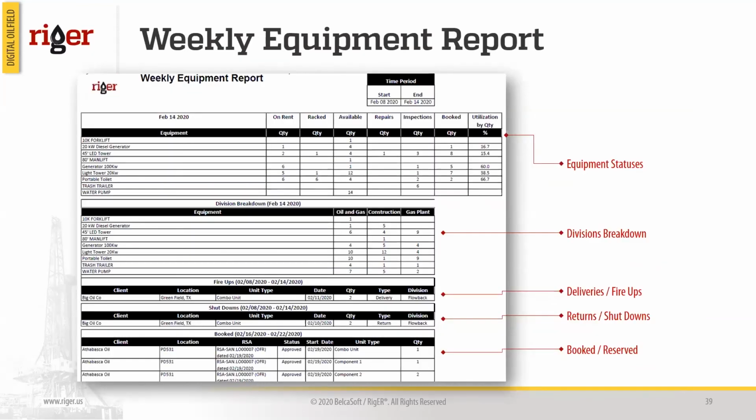Another report that is useful is the weekly equipment report, because it shows you on a weekly basis the statuses of the equipment and also utilization by quantity. And it can also break down the information by divisions if you have this feature enabled in your configuration, all your deliveries and returns or fire-ups and shutdowns. And also if you reserve something for the next jobs, it also will be shown as a separate table.